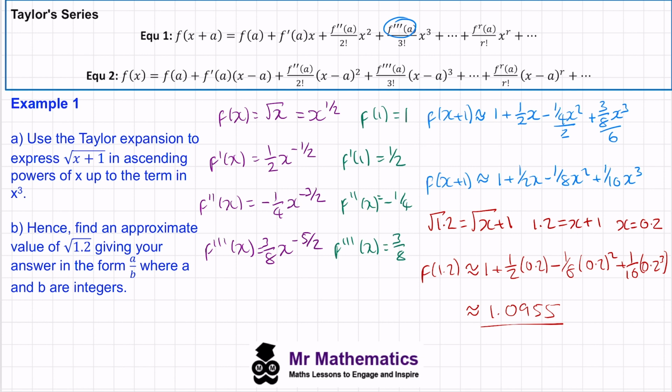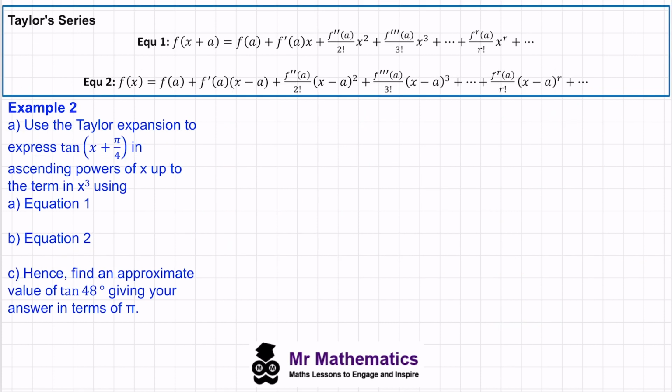Okay? And in example 2, we're going to look at applying both equations to find the expansion of tan of x. Okay, so for our final example, we've been asked to use the Taylor expansion to express the tan of x plus pi over 4 in ascending powers of x up to the term x cubed, using equation 1 and then using equation 2. And then we've been asked to find an approximation. So the first thing we need to do again is we need to find our derivatives. Well, if f of x equals tan of x, then we know the standard derivative becomes sec squared of x.